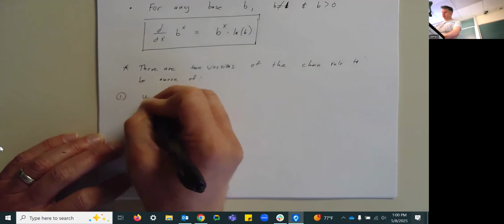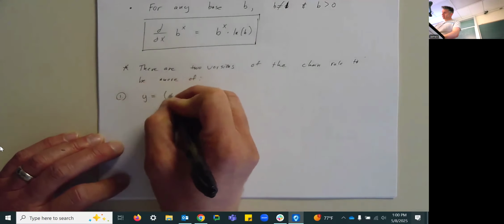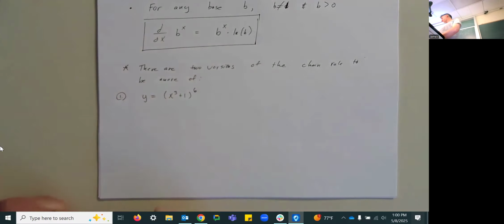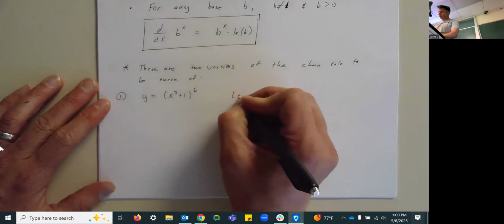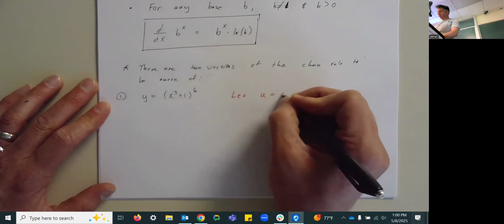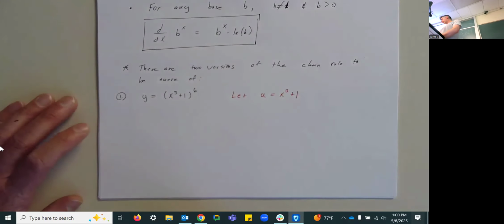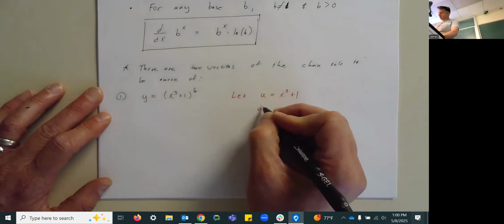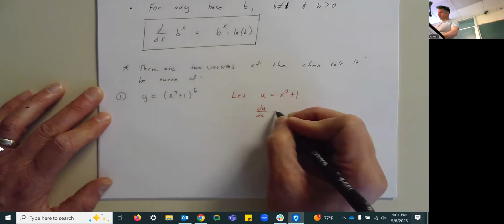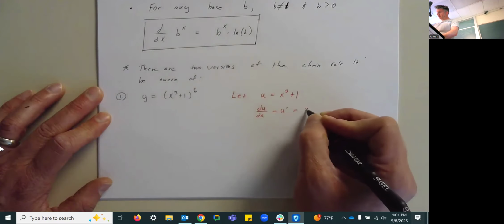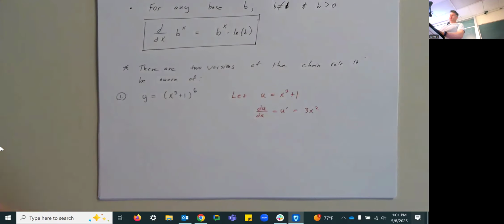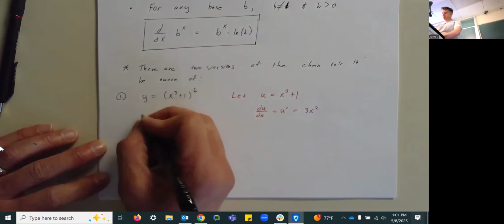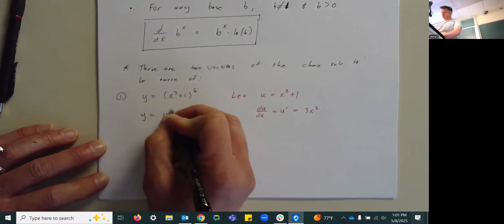Let's say our function is y equal to x cubed plus 1 to the 6th power. One way to think of this is to do it the longer way, which we're going to do here. We're going to say that the inside stuff is u, where u is x cubed plus 1. And the derivative of u, which you can write as du dx or u prime, is 3x squared. But then we can rewrite our function. Instead of y being x cubed plus 1 to the 6th, we can say y is equal to just u to the 6th.